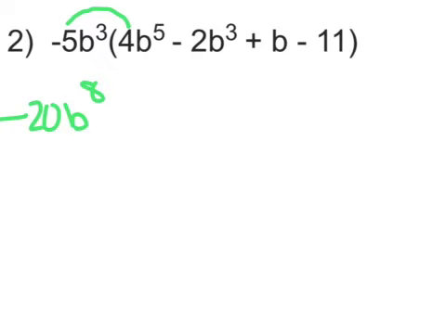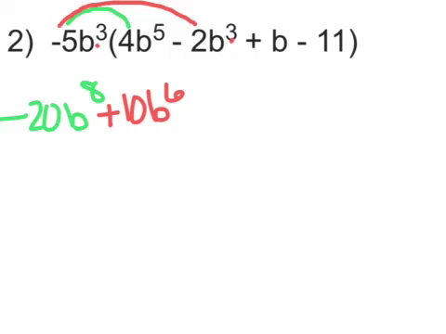Then we're going to distribute to the second term. So negative 5b to the third times negative 2b to the third. To multiply the coefficients, negative 5 times negative 2 is 10. And that's actually positive 10, so I'm going to put a plus 10. Add your b's. b to the third, b to the third. So 3 plus 3 is 6. So b to the sixth.